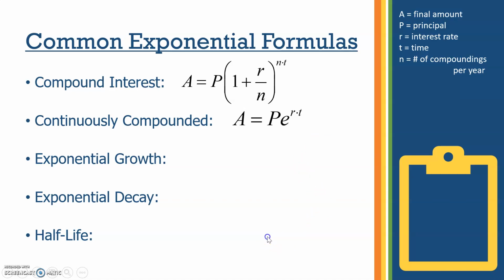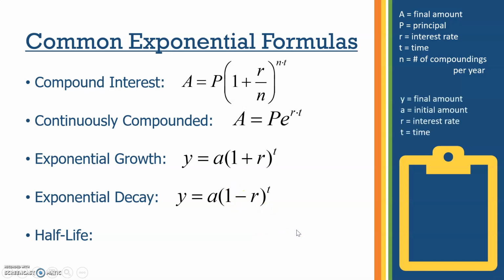We also have exponential growth and exponential decay. Notice the difference. Growth adds on the rate, and decay subtracts the rate. In both of these, the y is the final amount, a is the initial amount, r is the interest rate, and t is time. Finally, we have a half-life formula. A is the initial amount, the base 1/2, the time that you're dealing with, and the assigned half-life time for the individual element.